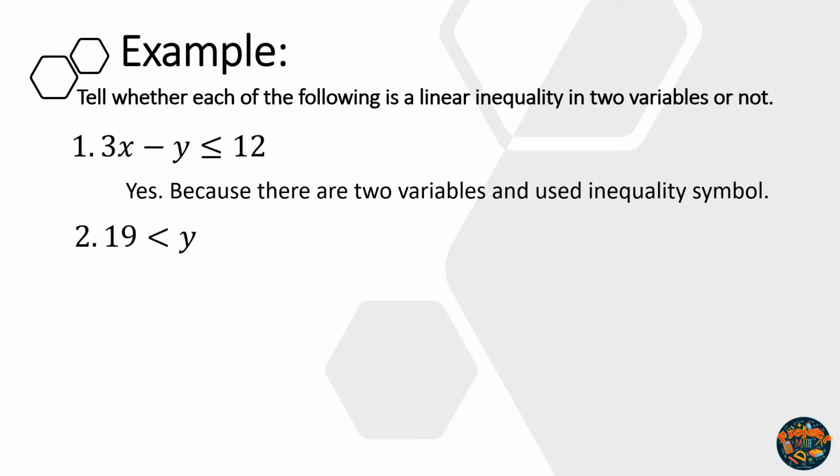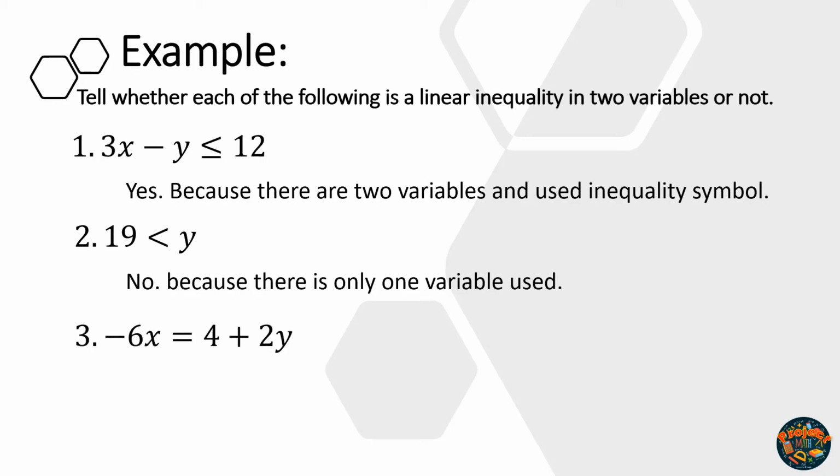Number 2, 19 is less than y. The answer is no, it is not a linear inequality in two variables because there is only one variable used. For number 3, negative 6x is equal to 4 plus 2y. The answer is no, it is not a linear inequality in two variables because it is a linear equation.